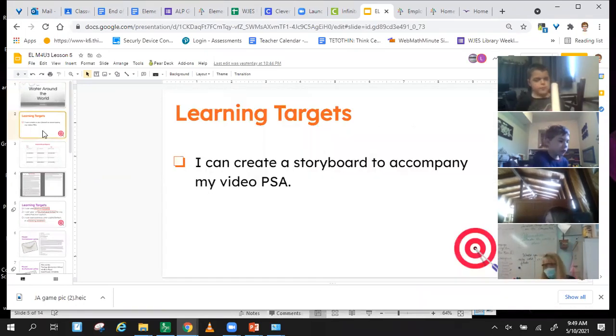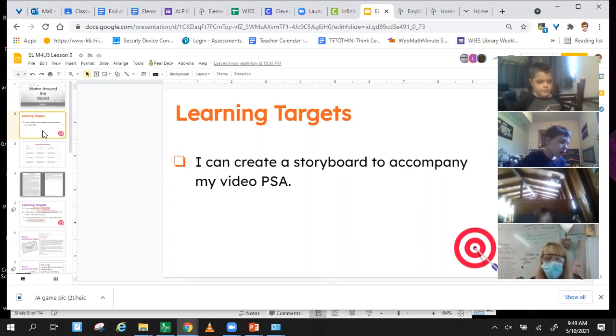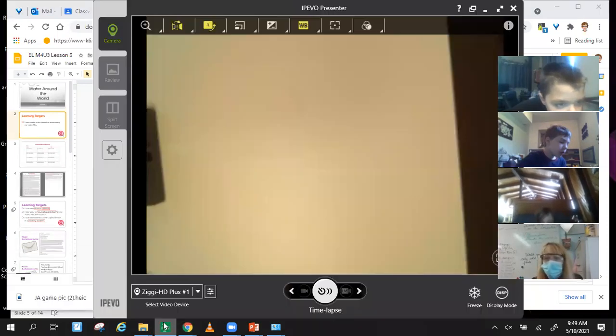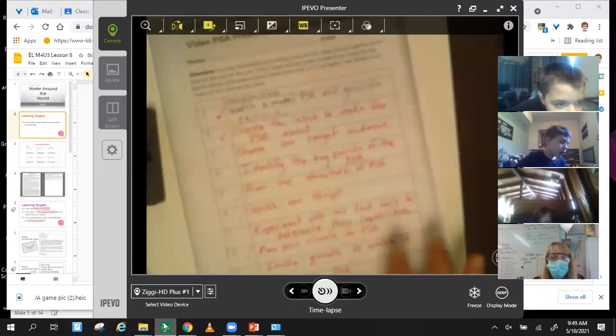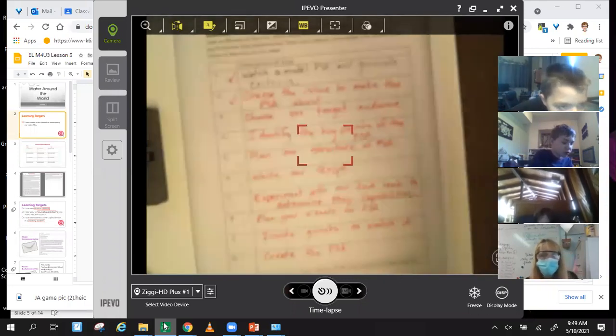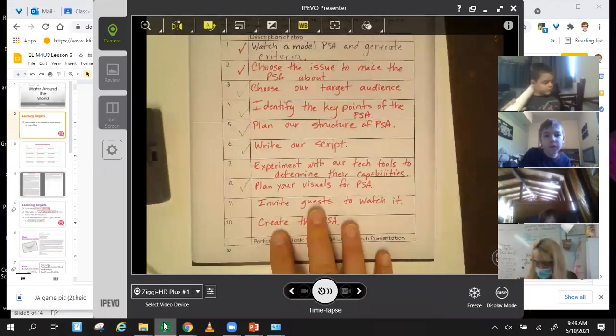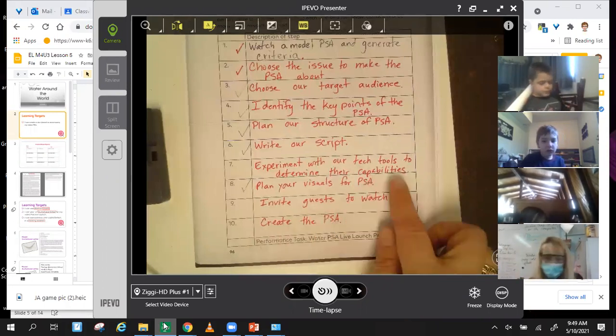All right, so we have several learning targets today, but we're gonna start with one. We're gonna focus on the first one, which is the one we were working on when we ended on Friday. Keep in mind that we have a note catcher on page 96, and that note catcher reminds us that we have some steps before we actually get to the PSA, right? And right now we are doing number 8. We are planning our visuals for the PSA.